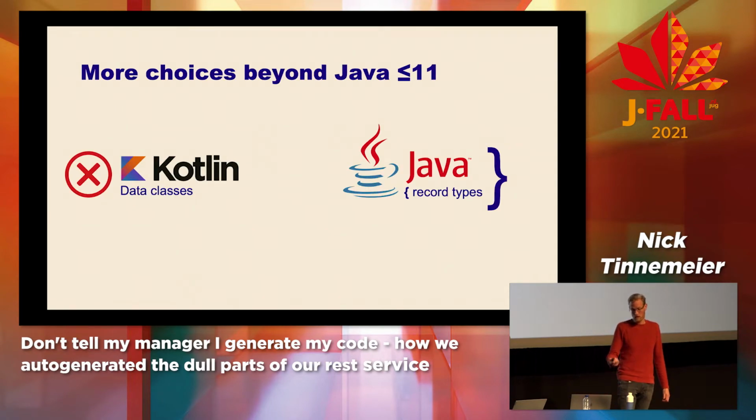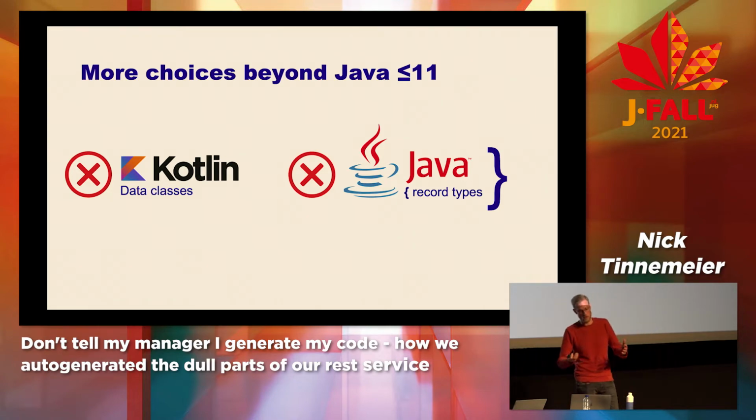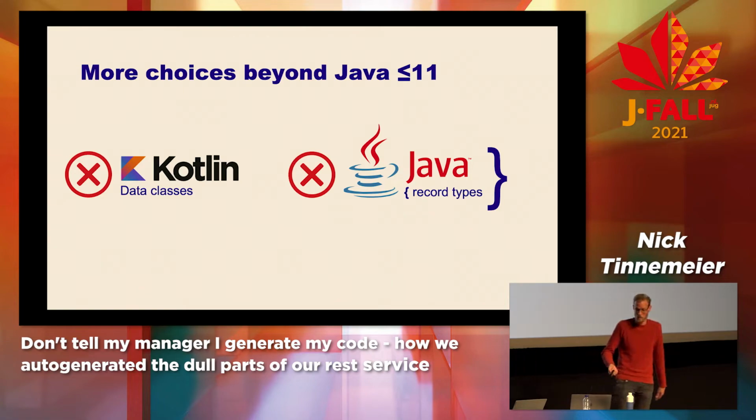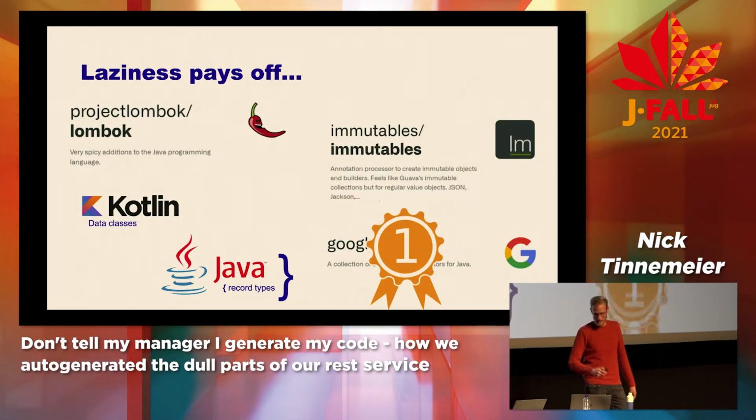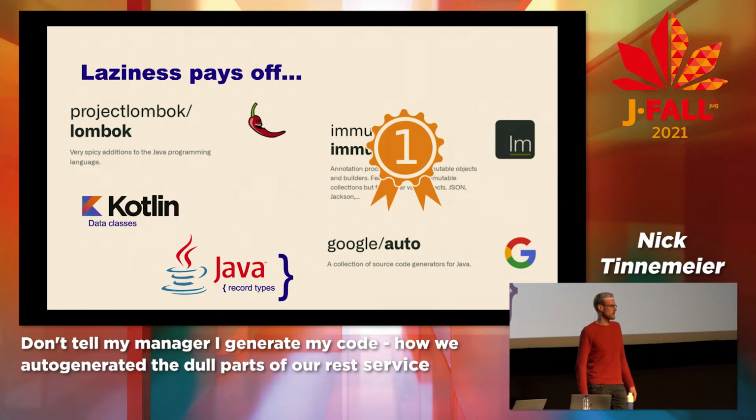So also for us, we don't believe that the frameworks we just discussed, like Lombok, AutoValue, and Immutables, will be replaced by Java records. But let's see, we might be wrong. So in the end, laziness does pay off, because still Immutables seems to be the right choice for our particular use case.